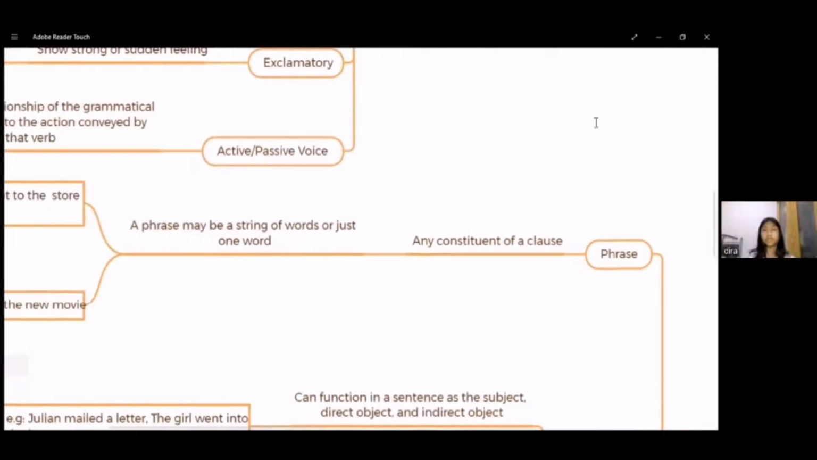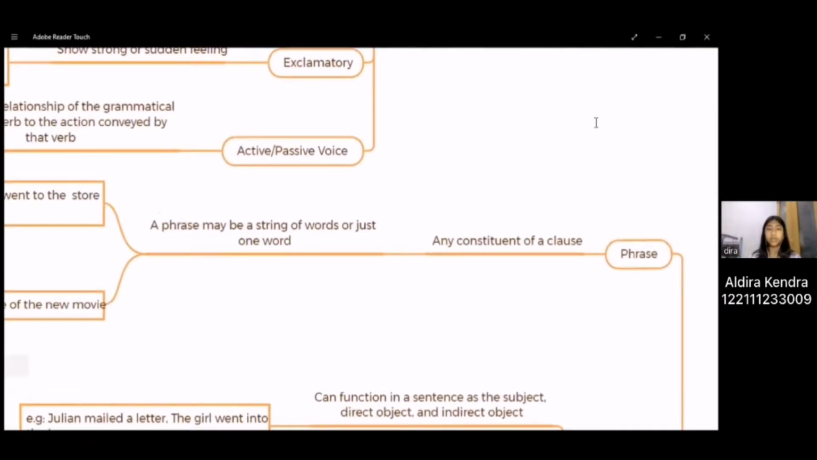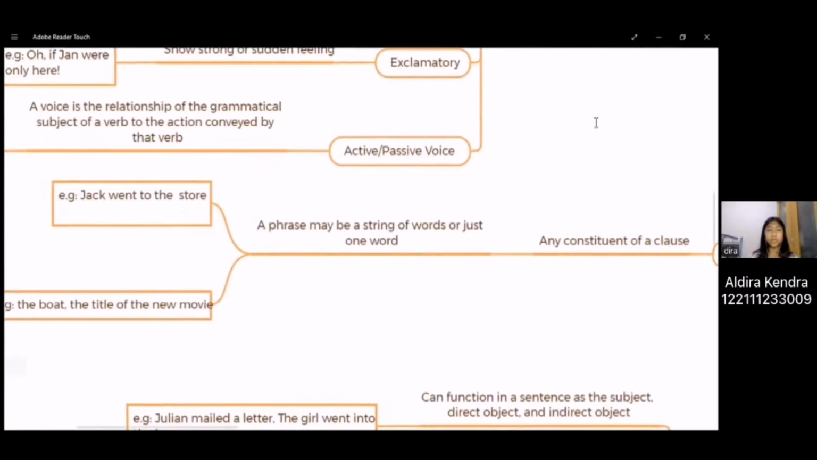Okay, my name is Alvira with the last student number 009, and now we're going to talk about phrases. A phrase is any constituent of a clause. Phrases are commonly named for one of their main elements. So we speak of noun phrases, verb phrases, adjective phrases, adverb phrases, and prepositional phrases. A phrase may be a string of words or just one word.